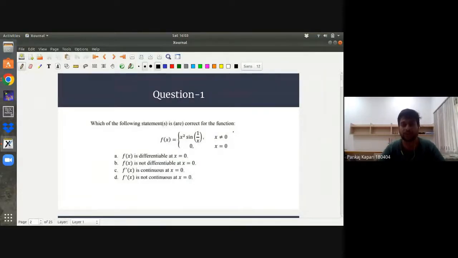In the first problem, we are given a function, f of x is x square times sine of 1 by x when x is non-zero, and it takes value 0 when x is 0. We have to find if the function is differentiable or not. We have these four options a, b, c, d, and we have to find which of these are correct. There can be more than one correct option. Basically we have to find if the function is differentiable at 0, and if the derivative of the function is continuous at 0 or not.